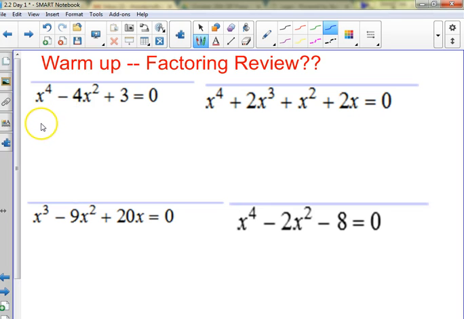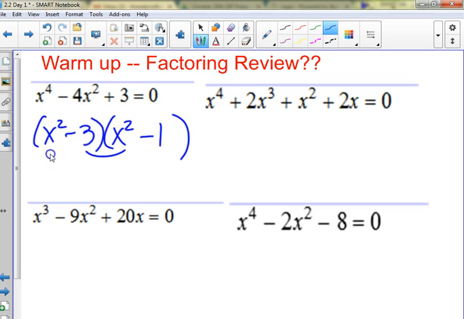Who's got me on the first one? You don't have these. This is warm up. X squared. X squared. Does that work? X squared times x squared is x to the 4th. Negative 3x squared and negative 1x squared is negative 4x squared. Negative 3 times negative 1 is plus 3. Hannah, I left the room and I forgot to give you stuff.